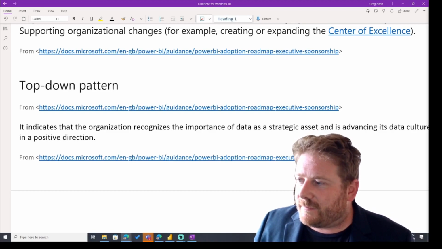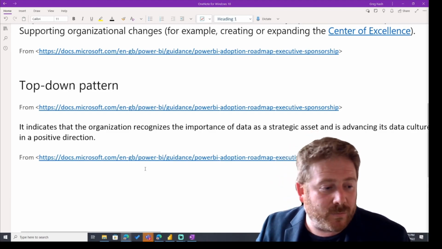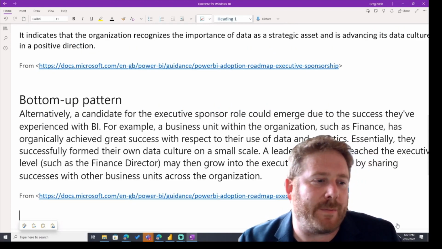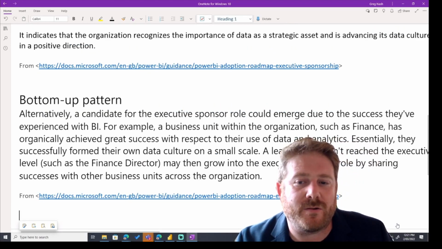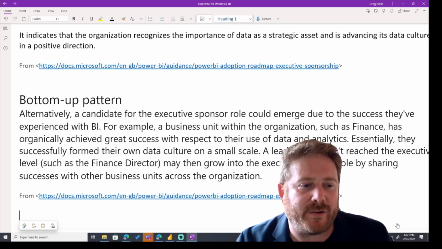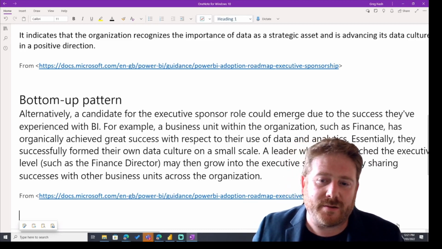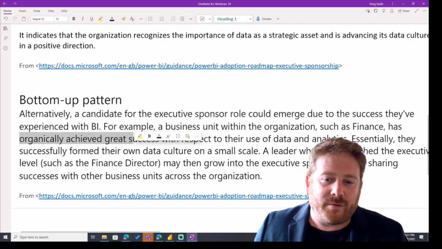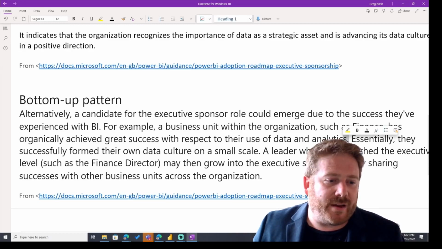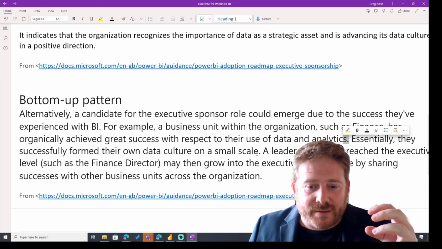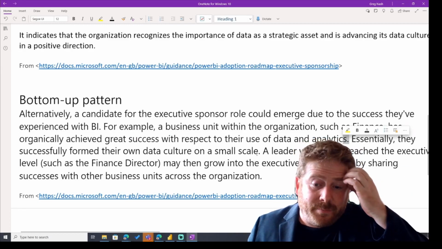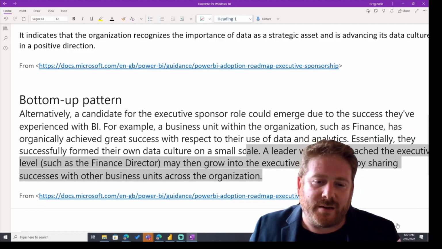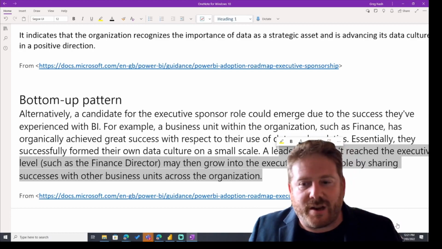Your bottom-up pattern. The other way to identify your executive sponsor is through a bottom-up pattern. Your candidate for the executive sponsor role could emerge due to the success they've experienced with BI. For example, a business unit within the organization, such as finance, has organically achieved great success with respect to the use of data and analytics. So they form their own data culture on a small scale, and then you want to build that out. So your finance director might grow into an executive sponsorship role by sharing that success with the other business units.